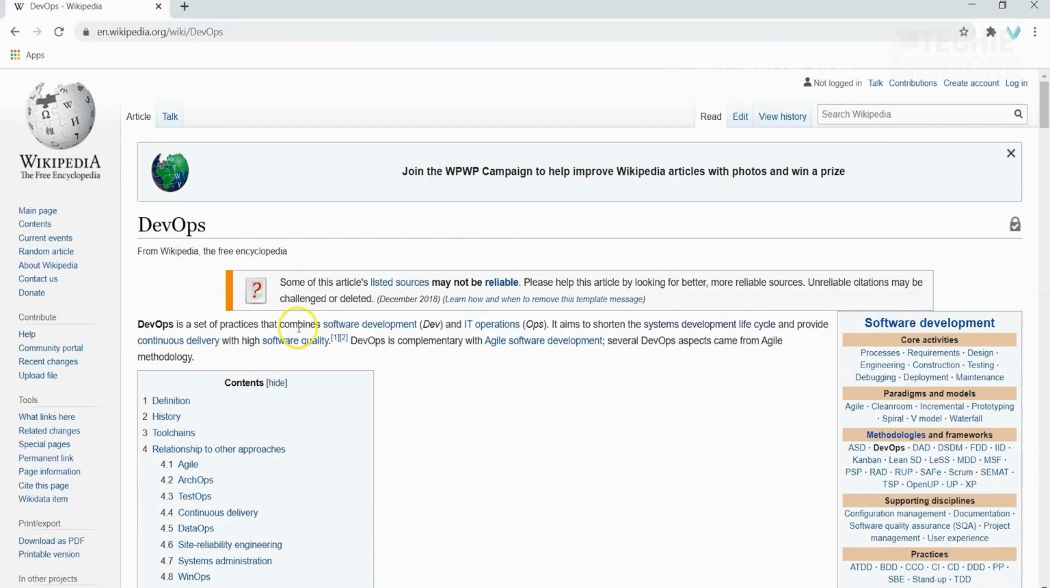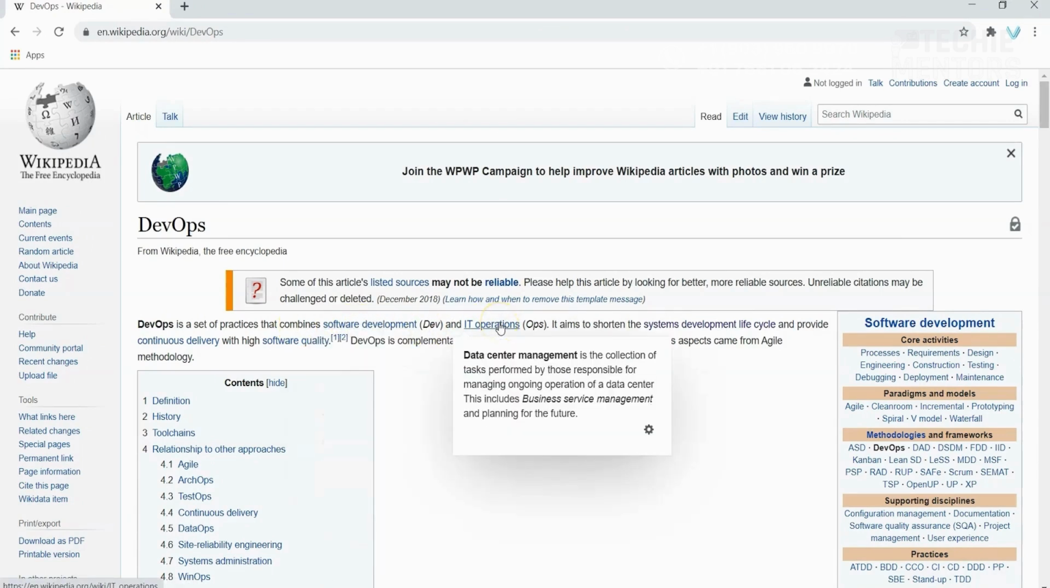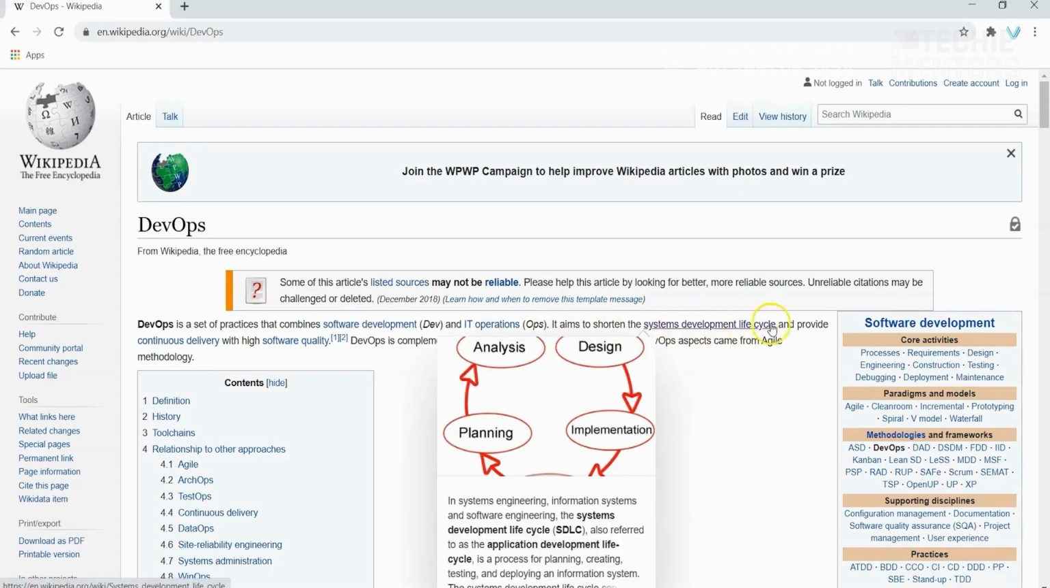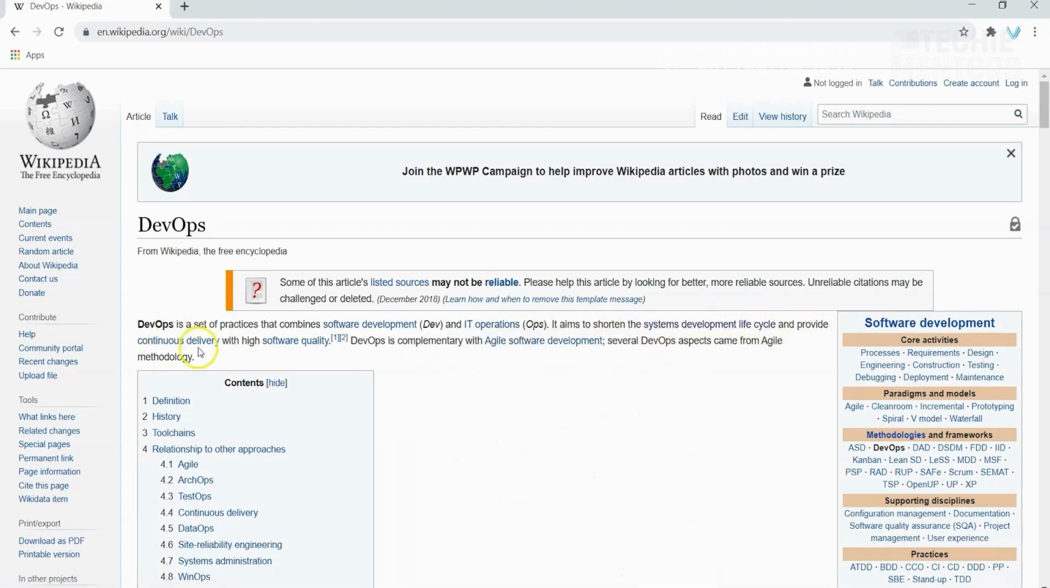DevOps is a set of practices that combines software development and IT operations. So it has a set of practices which combines software development, nothing but dev, and IT operations, nothing but ops. So who is managing these two with the set of practices? Those guys we call DevOps engineers.